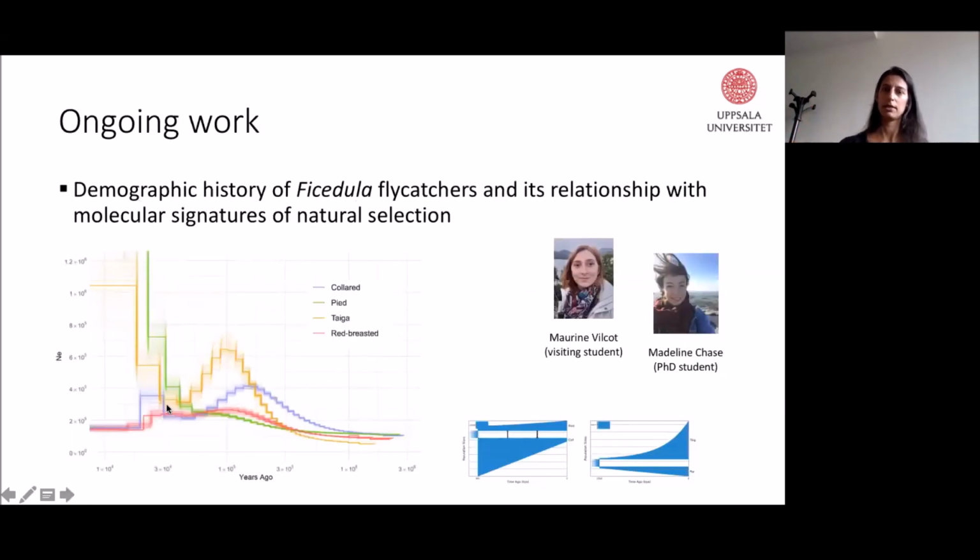But then we are also complementing this work. So we are estimating demography also over larger evolutionary timescales with classical models like PSMC, but we are also using demographic modeling. And this is now the work of Madeleine together with a visiting student who visited our lab. And as I said, this is ongoing work, so I don't have many results to show, but we can interpret the results that we find. They make sense if we interpret them together with demographic history.